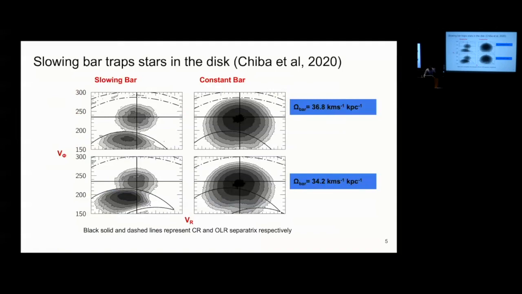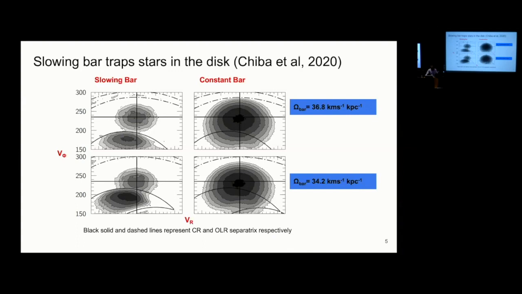What I'm interested in is what happens when the bar slows down. It was shown recently in Chiba et al.'s paper that a slowing bar traps stars in the disk. As the bar slows down, the resonance sweeps outwards across the disk, which alters the phase space of the stars. Here I have a panel of plots that I extracted from that paper, where they looked at different rates of slowing of the bar.